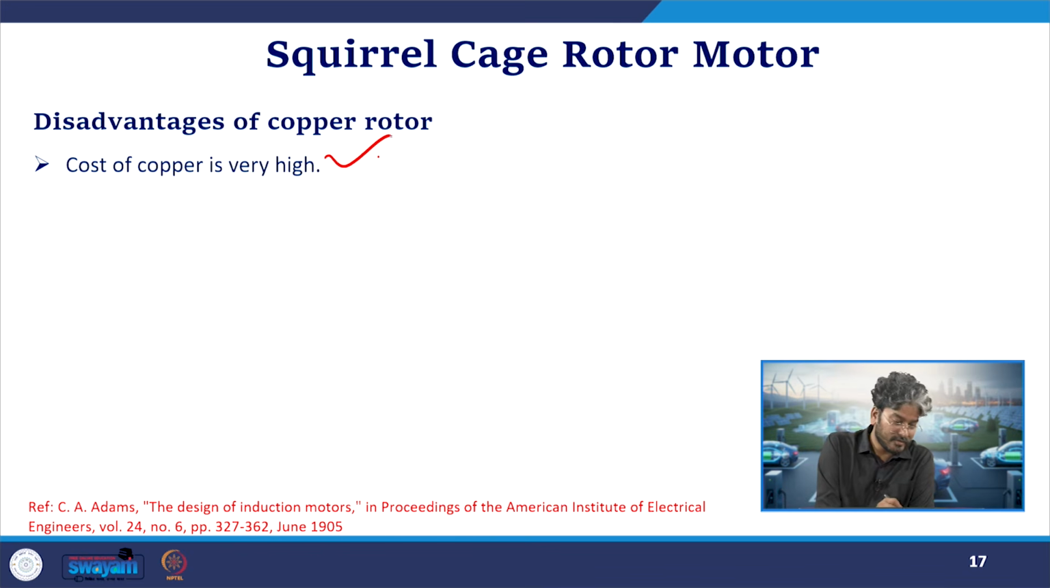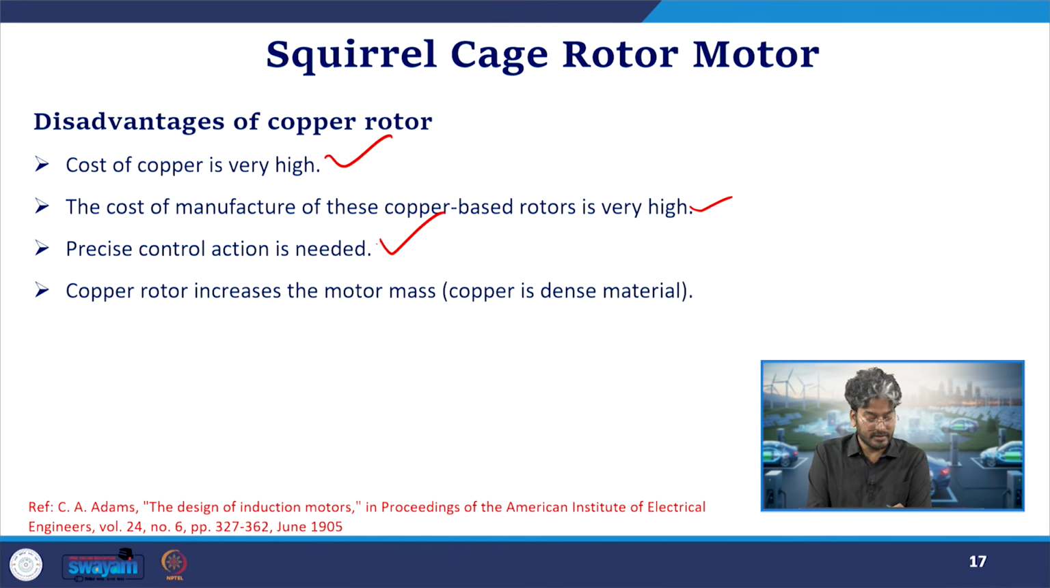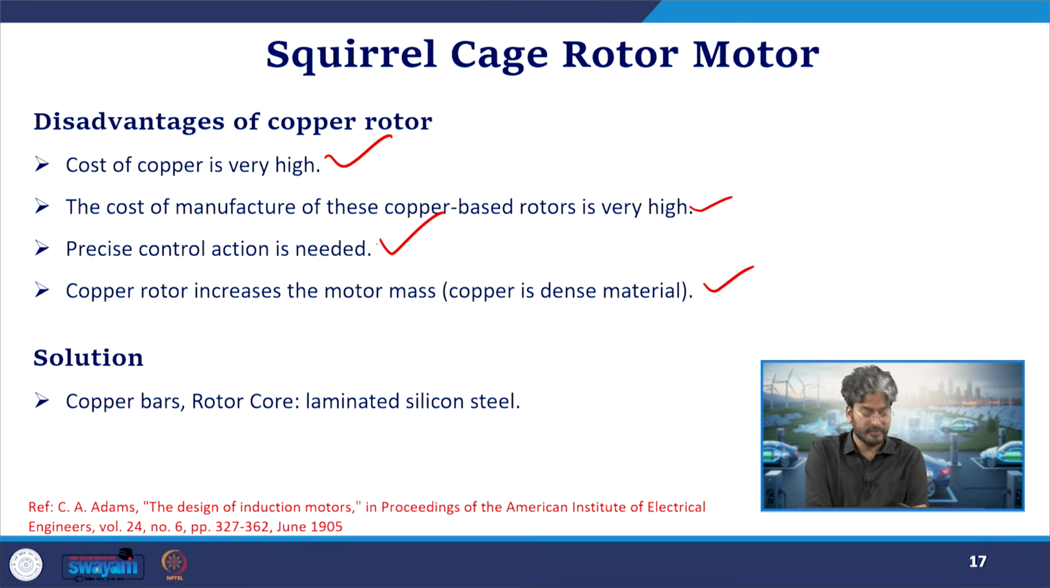Okay. The copper cost is very high. So the cost of manufacturing this copper-based rotor is very high. So precise control is needed in this case. The copper rotor increases the motor mass, because copper is a dense material. So the weight of the motor will also be increasing.